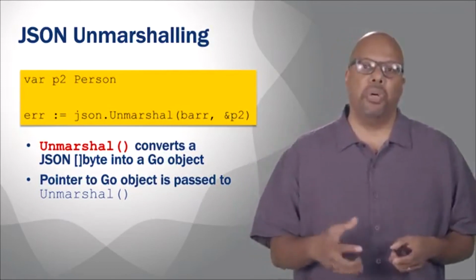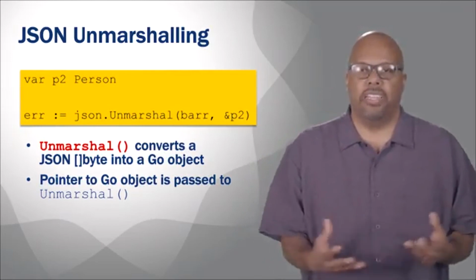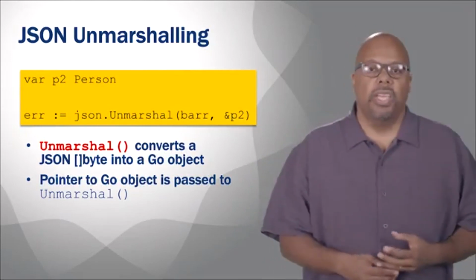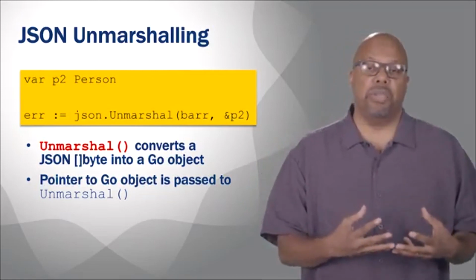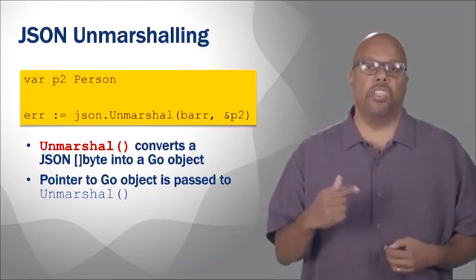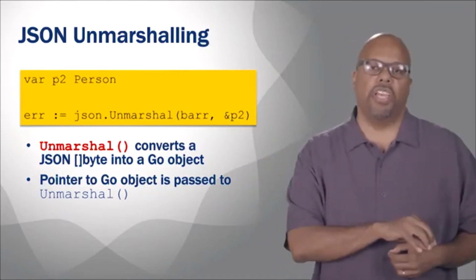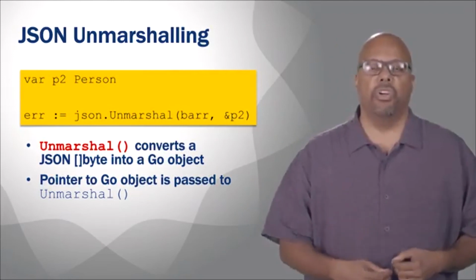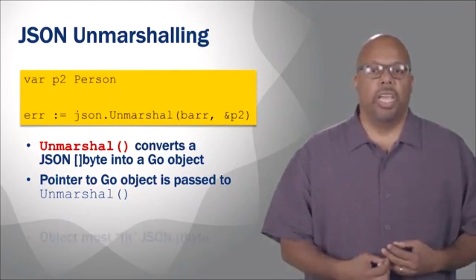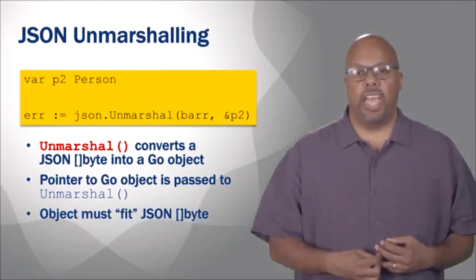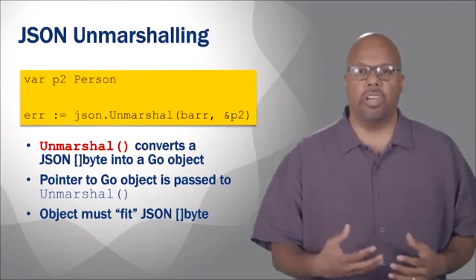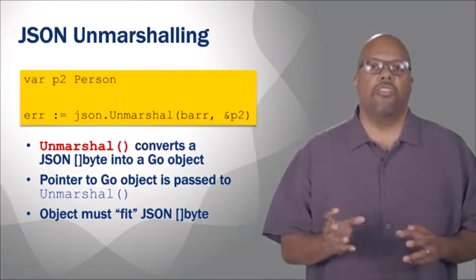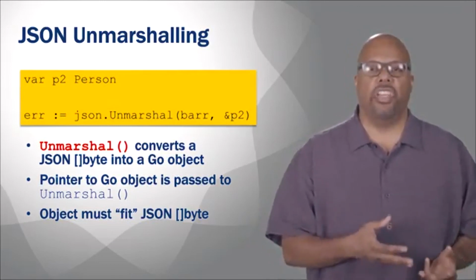We want that to be put into this P2 that we've created that is as of now empty. So when you call it, it basically unpacks the B array and puts the fields into the attribute values into the appropriate fields of the person structure P2. Now, one constraint is that this P2, whatever the second argument is to unmarshal, needs to fit the JSON data, the JSON byte array.